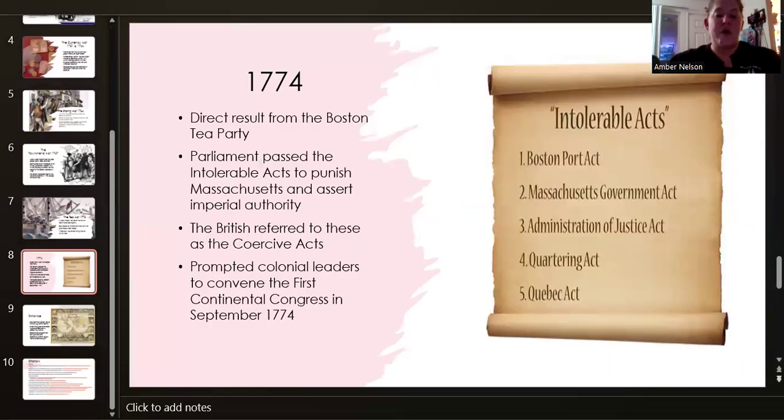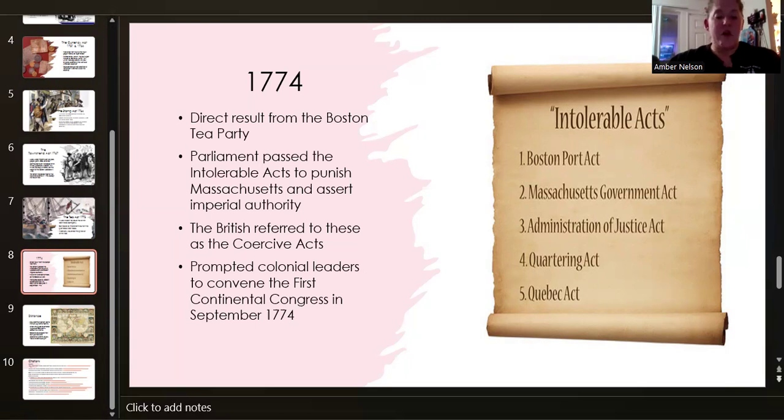The British response to the Tea Party was swift and harsh. Parliament passed what they called the Coercive Acts, but colonists renamed them the Intolerable Acts because of their severity. The Boston Port Act closed the harbor until the tea was repaid, crushing the city's economy. The Massachusetts Government Act took away local control, strengthening the royal government's power and limiting town meetings.